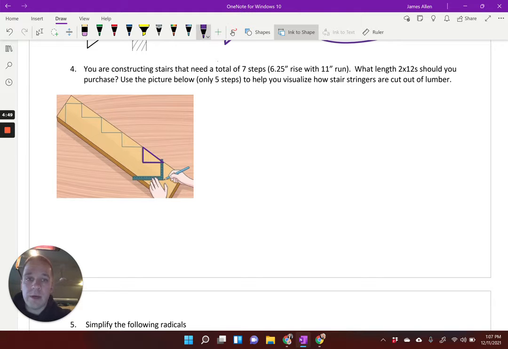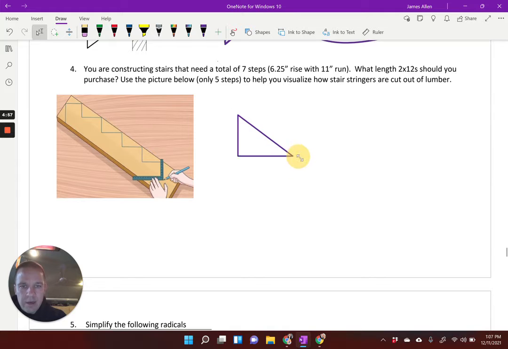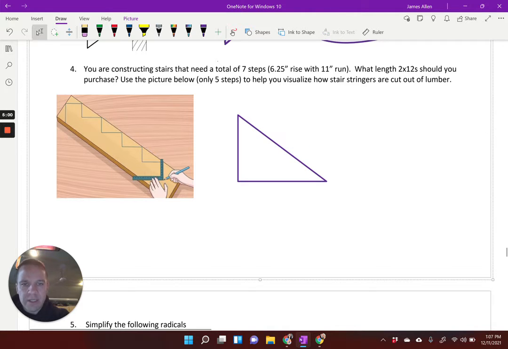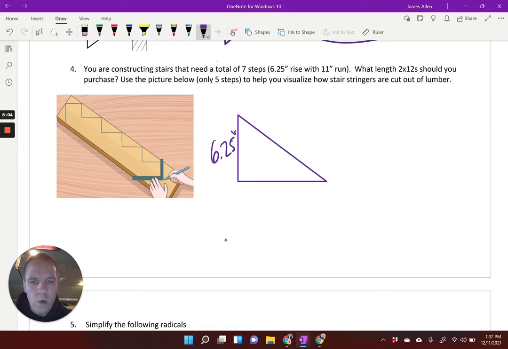That's pretty good. Okay, I like that. So I'm figuring out, I got a rise here, and I'm going to move it over here. I've got this rise of 6.25 inches, and I've got a run of 11 inches, right? 6.25 and 11 for those two pieces. That's going to be a right angle because I'm cutting out these perfect notches for stairs, right? It's not going to be some weird angle.